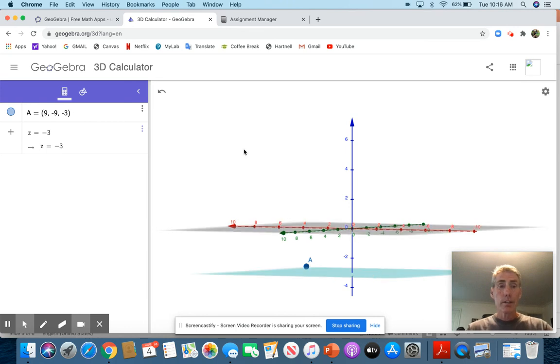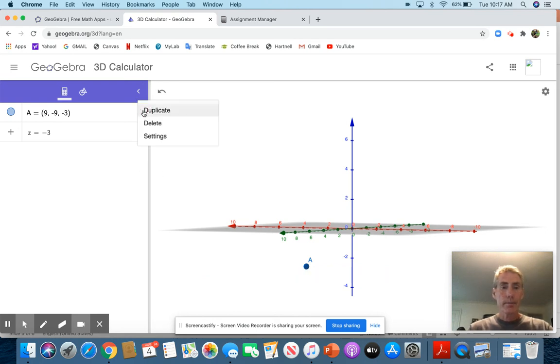So with this GeoGebra, I think they pronounce it GeoGebra, it's free and it can really help you out in visualizing what's going on in this class, especially at the beginning when there's these new shapes and things like that. Let me show you just one more example. I keep hitting duplicate instead of delete.